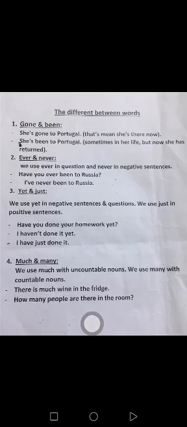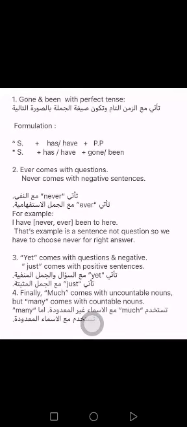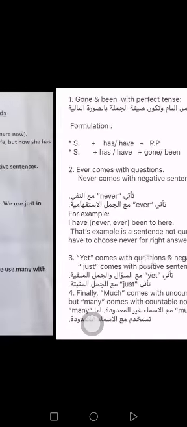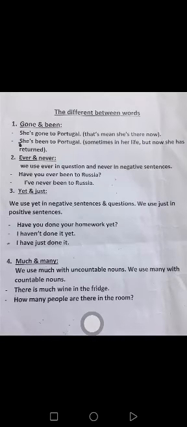Okay? Number two, "ever" and "never." We use ever in questions and never in negative sentences. That means ever comes with questions, never comes with negative sentences. For example, have you ever been to Russia? I have never been to Russia. When I use ever, I use it with a question. When I use never, I use it with a negative.